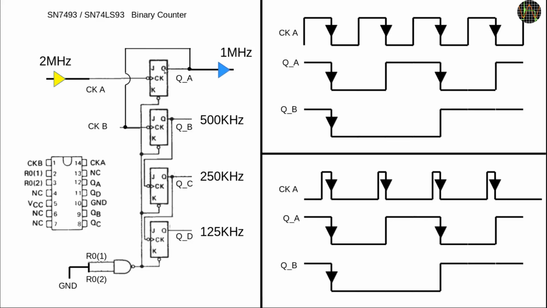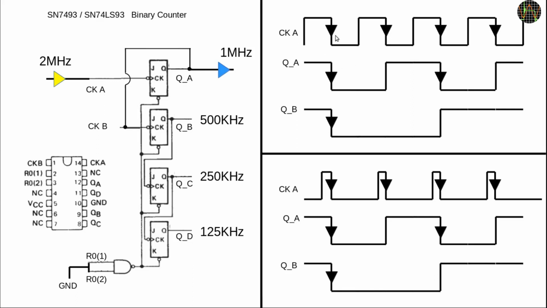You can see it consists of 4 JK flip-flops that are wired in series. That is, the output of the first one, QA, is the clock input for the second one, and so on. At each falling edge of the clock pulse, a JK flip-flop toggles its output from high to low or from low to high. This is shown here on the right in this somewhat idealized timing diagram.